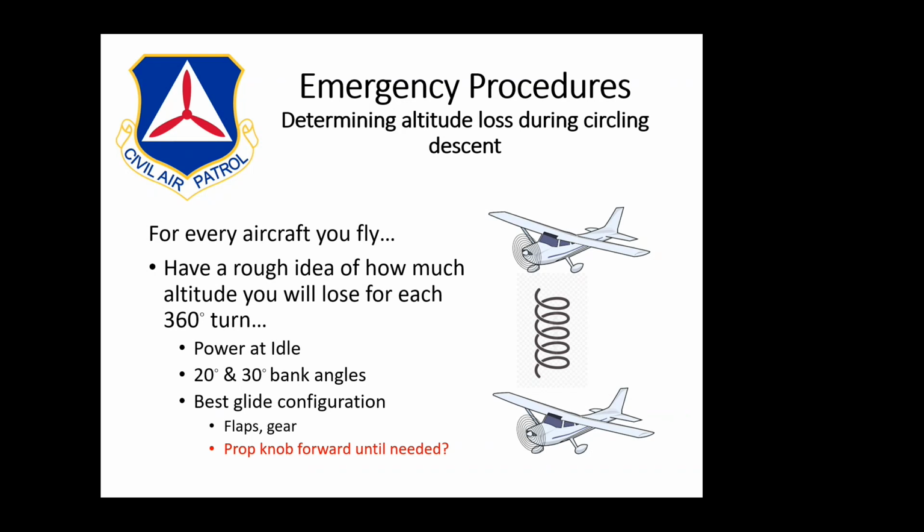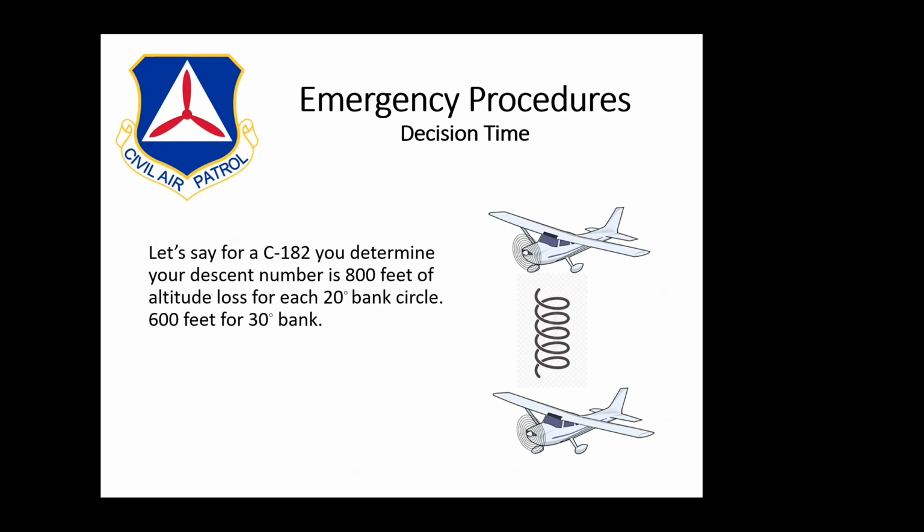It turns out in most cases, getting yourself around the turn happens fast enough or faster than the amount of altitude that you lose at best glide airspeed. In fact, in a 182, and these are not atypical numbers, you might find that your descent number is about 800 feet for every 20-degree bank circle, 600 feet for a 30-degree bank circle. Depending on your technique, might be a little bit higher.